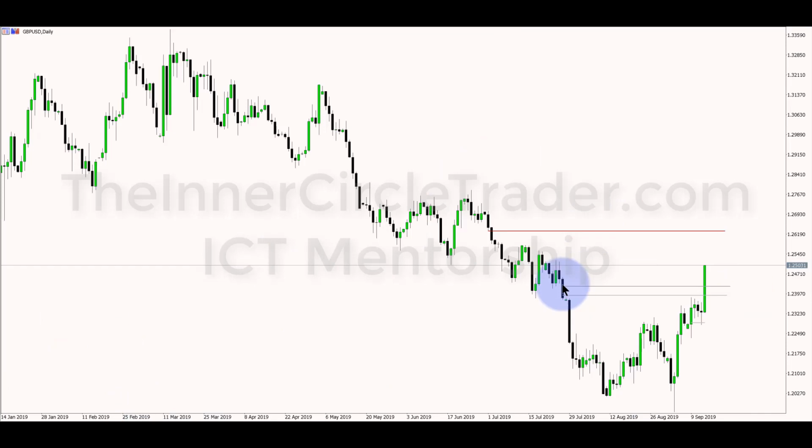We close in this inefficiency here, and we have nothing in terms of inefficiency here. So what do you look for? Buy side liquidity. We have a fair value gap here. Buy side liquidity pool resting above this high here at 125.78. So we'll call it a 125.80 liquidity pool.